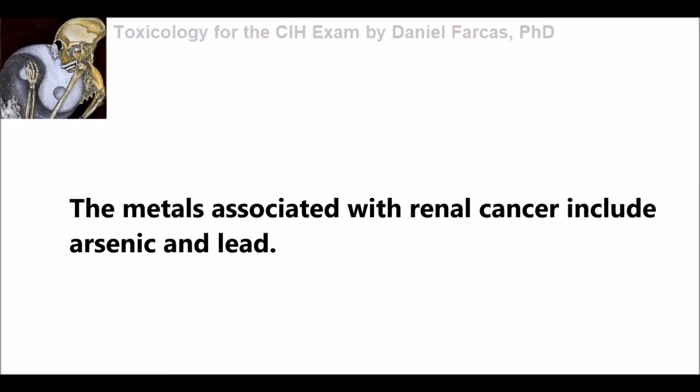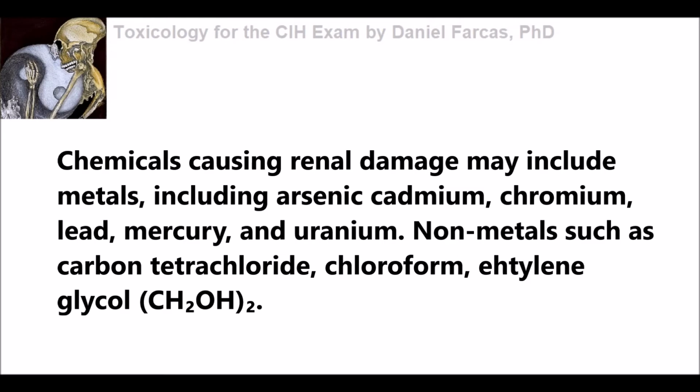The metals associated with renal cancer are in general arsenic and lead. Chemicals causing renal damage may include metals, including arsenic, cadmium, chromium, lead, mercury, and uranium. Non-metals include carbon tetrachloride, chloroform, and ethylene glycol.